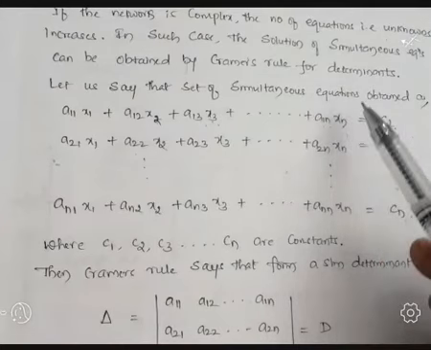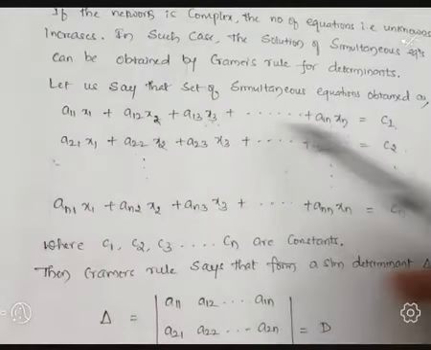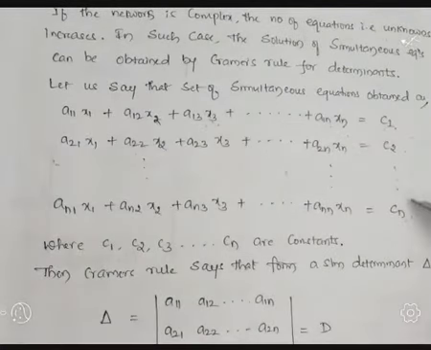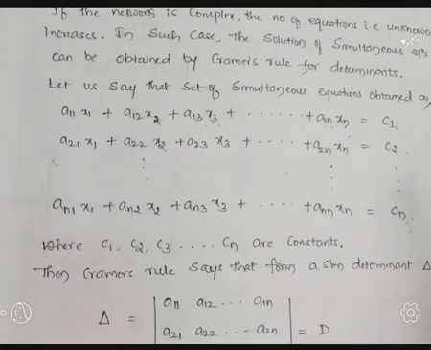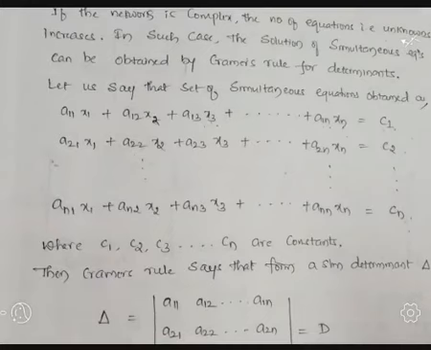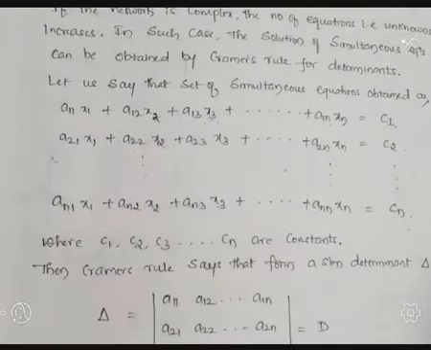Similarly, these types of equations, how many are we getting? Total C1, C2, C3, and so on up to Cn. So n unknowns are there. These kinds of equations, we are getting n equations. If it is so, then how to find these unknowns x1, x2, x3 up to xn? For that, we have to follow Cramer's rule.